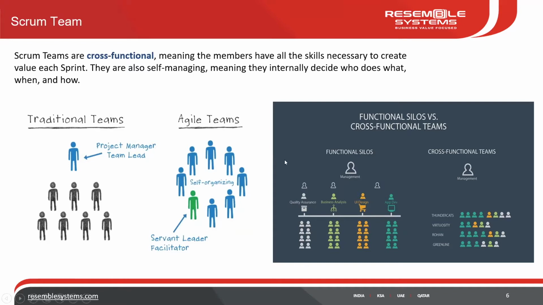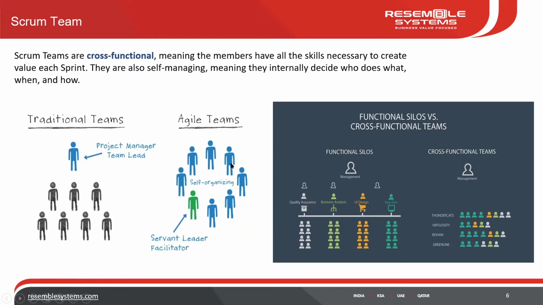For example, if you look at the diagram on the left, the traditional teams, what happens in traditional teams is there is a project manager or a team leader, and there are different people who report to him from different functional departments, right? So there is a UI/UX department, there's a design department, maybe there is a QA department, there is a technical department, an IT infrastructure department. So different departments report to the manager.